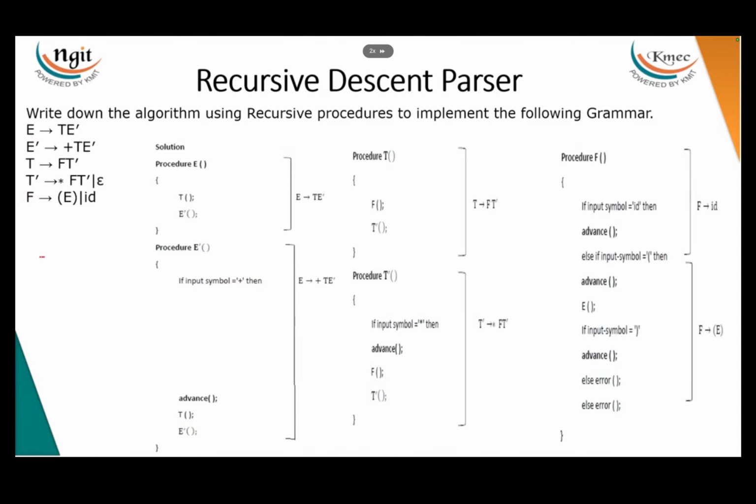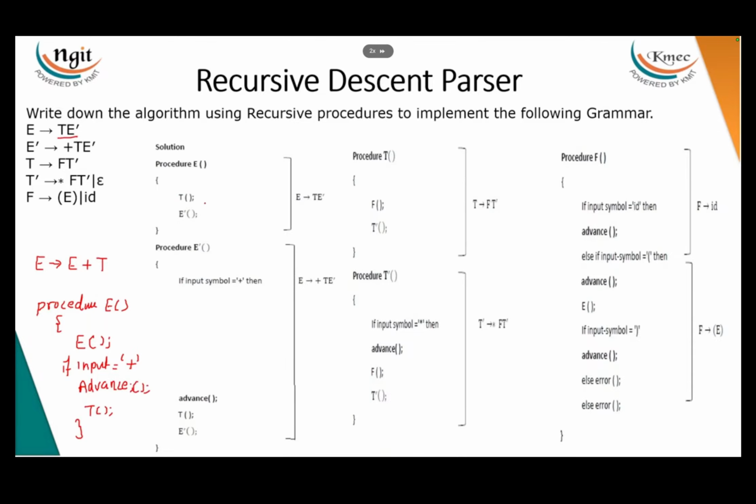Let me take a simple thing like E tends to E plus T. If you want to write for this, then simply you can write like this. Procedure E, you write it. If it is a non-terminal, call the procedure. If it is a terminal, check it. If input is equivalent to plus, then you call advance, which means you have to read the next input symbol. Then if it is a non-terminal, call it. That's what we have done here.